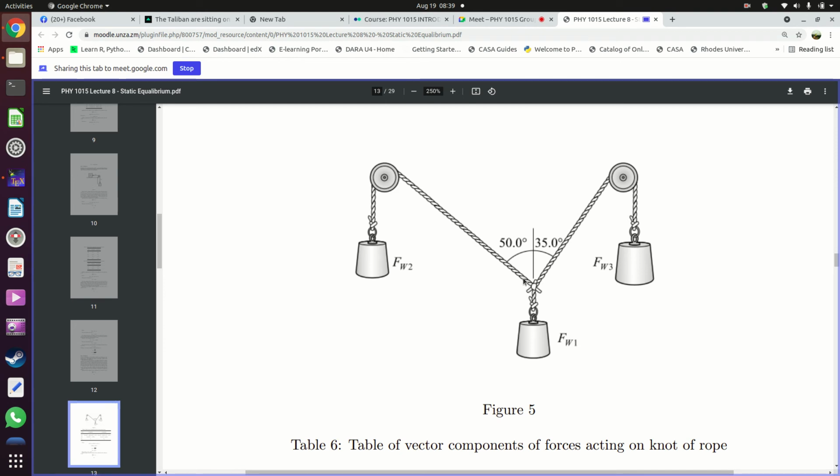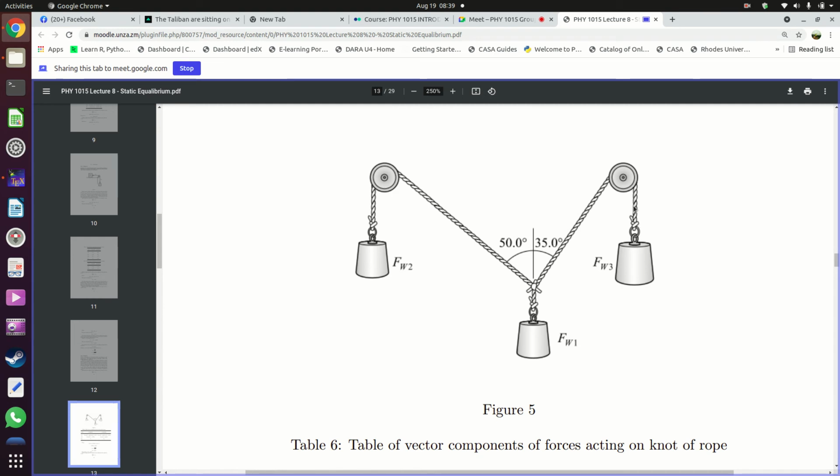So we need to find the tension in this rope, the tension in this rope, and the tension in this rope. Once we find those tensions, it becomes possible for us to know the weight of each object, because these objects are not moving. They are motionless. If you have an object hanging from a rope and that object is not moving, it means that the weight of that object is equal to the tension in the rope. Are we clear?